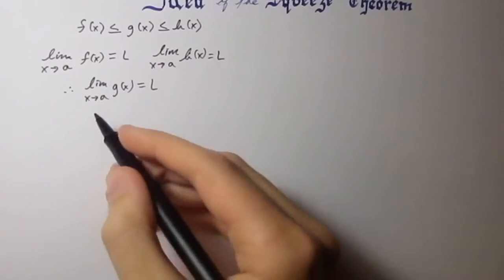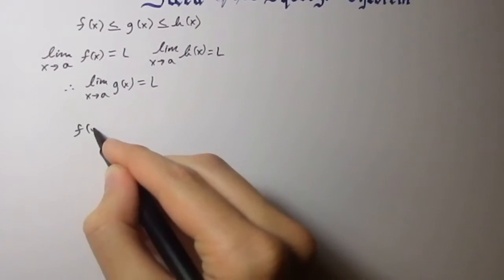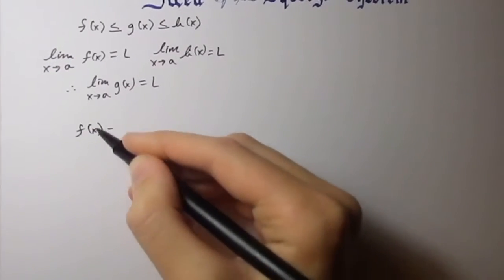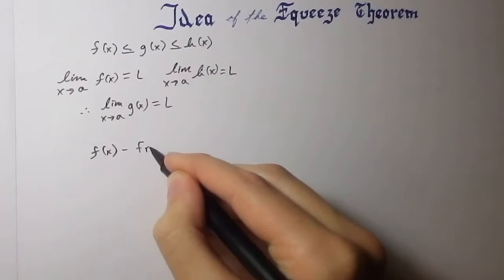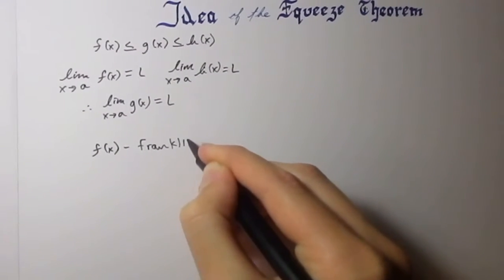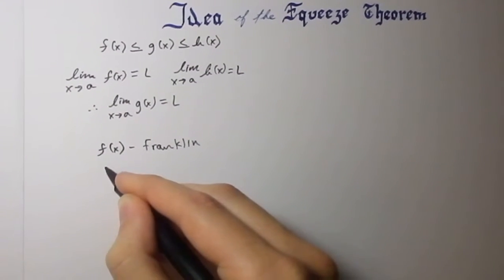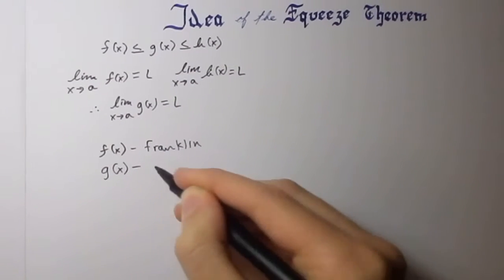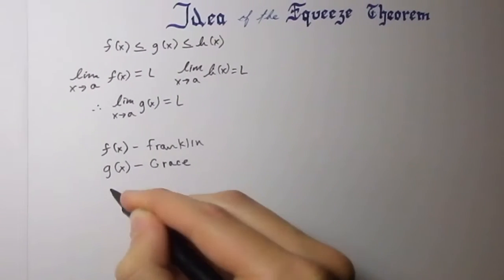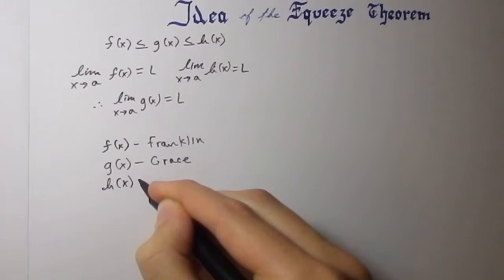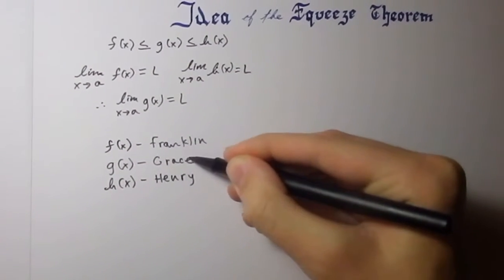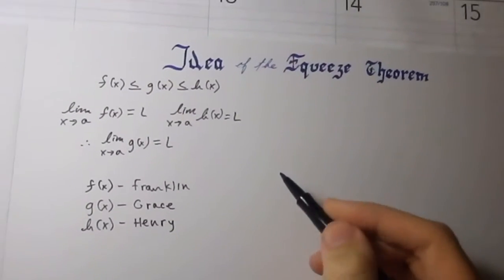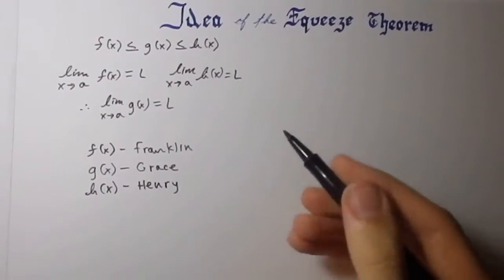idea example. Let's imagine these being people, and f of x is Franklin. Let's say he's the youngest son. G of x, let's say Grace. And let's say h of x is Henry. Let's say you have father, daughter, son, or however you want to use your own imagination.